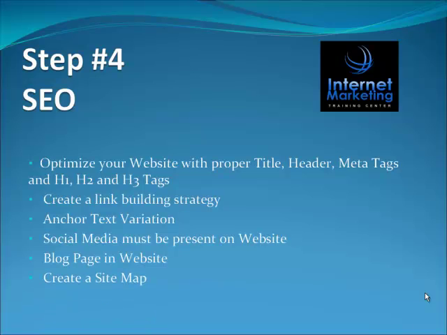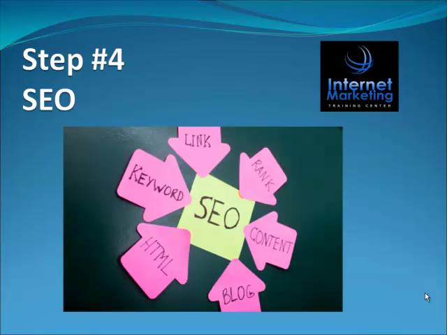And then create a sitemap. A sitemap is just an SEO strategy where down the bottom of the page, people can click on it and see a map to all of the pages that you have built into your website. Google really likes that. Just a quick little chart here. Basically, this is what SEO is. You have links, you have keywords, you have HTML, you have a blog, you have content, and you rank. You get page rank.